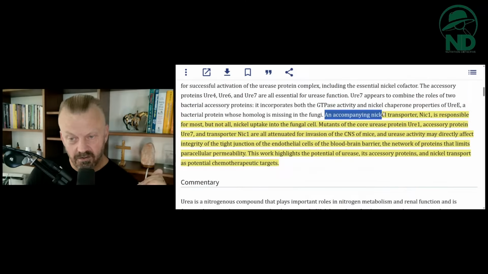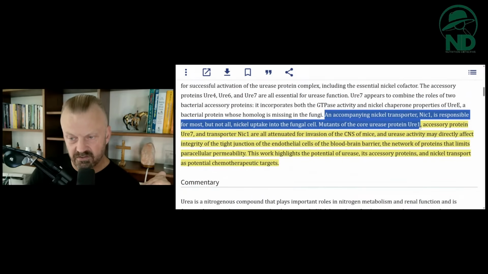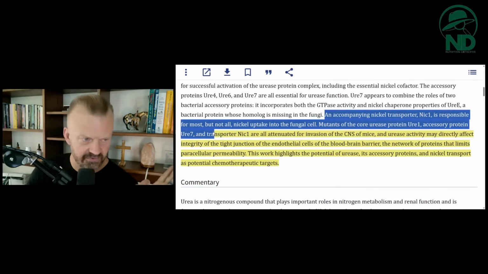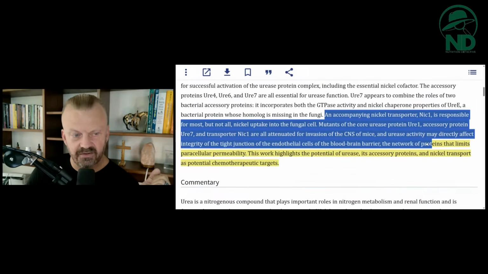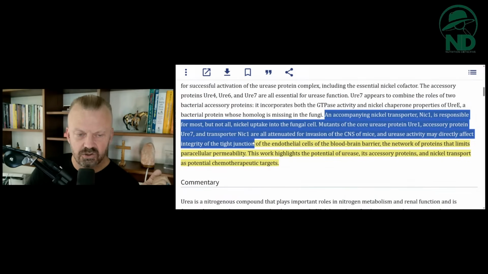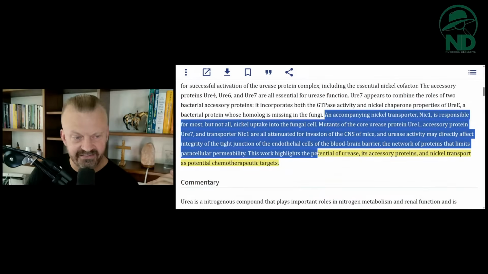So it literally has an accompanying nickel transporter. NIC1 is responsible for most, but not all nickel uptake into the fungal cell. Mutants of the core urease protein URE1, accessory protein URE7, and transporter NIC1 are all attenuated, as in turned down, reduced for invasion of the CNS of mice, and urease activity may directly affect integrity of the tight junction. Where do you have tight junctions besides your blood-brain barrier? Oh, your gut. Of the endothelial cells of the blood-brain barrier, the network of proteins that limits paracellular between-cell permeability.